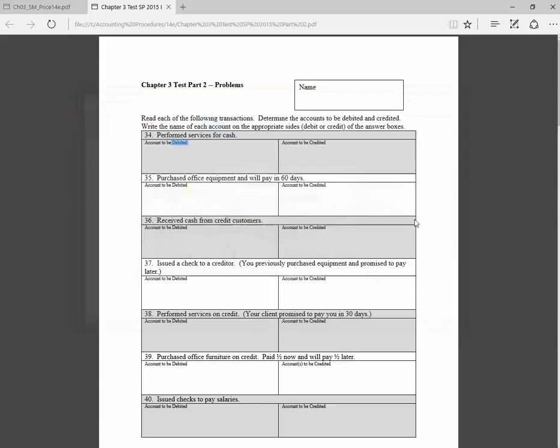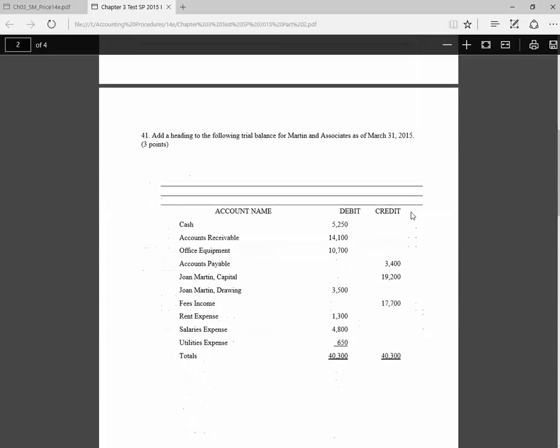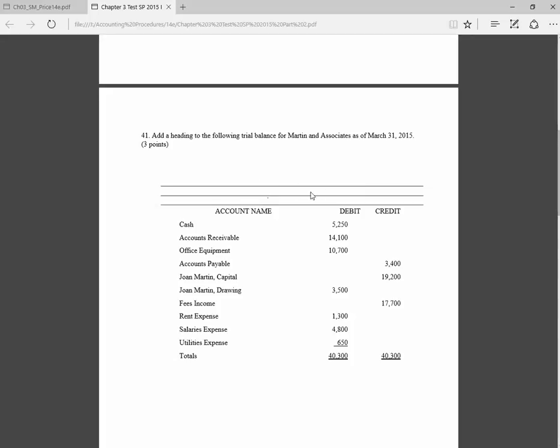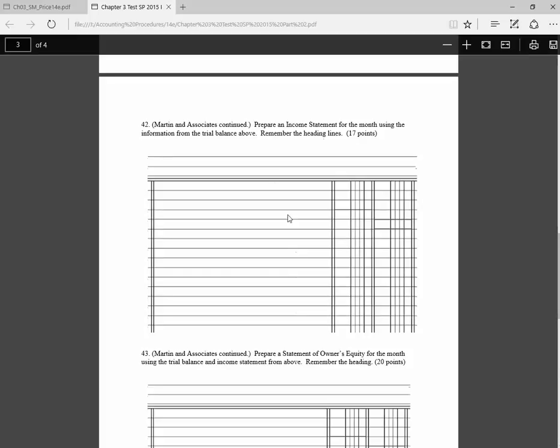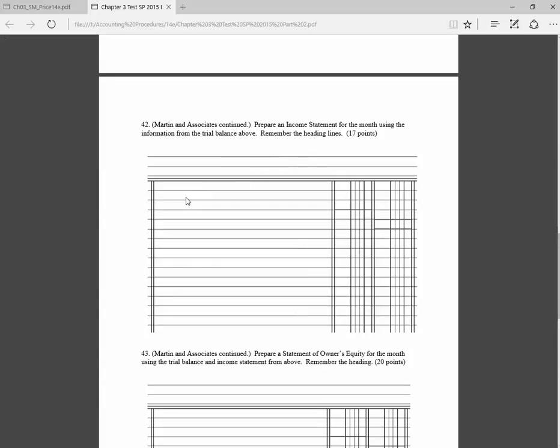Let me move on and show you the problems that you'll be completing. I'm giving you a trial balance. You just have to put the heading on it, the 3 lines of the heading. That's it. Now you take this trial balance and you're going to use it to create the 3 financial statements. Starting with the income statement, make sure you put your 3 lines at the top. Start with your revenue, your fees income, then list your expenses, and then figure out if you have a net income or a net loss.